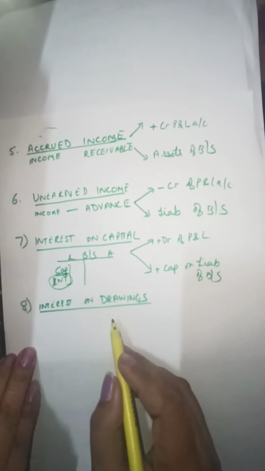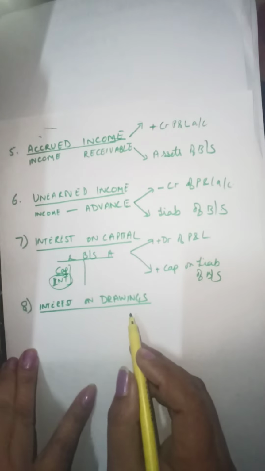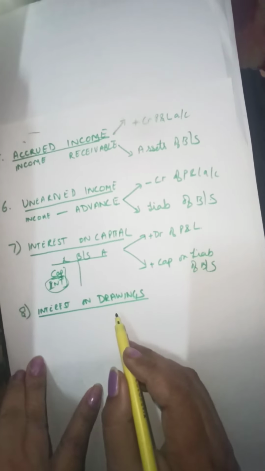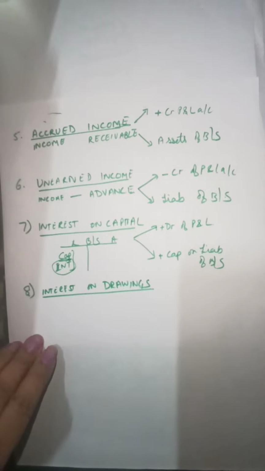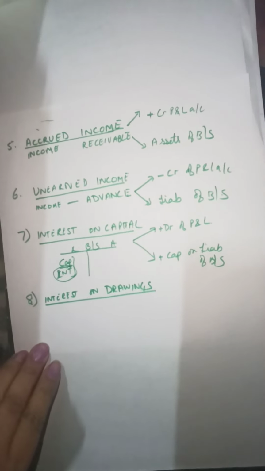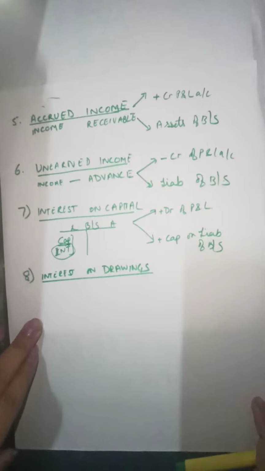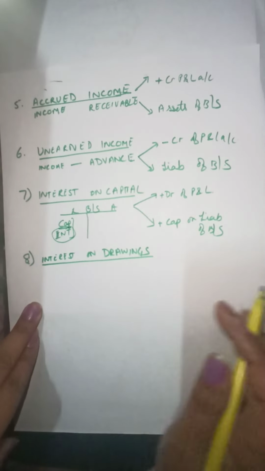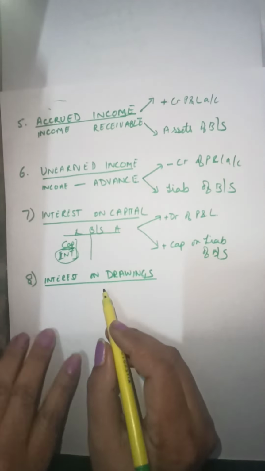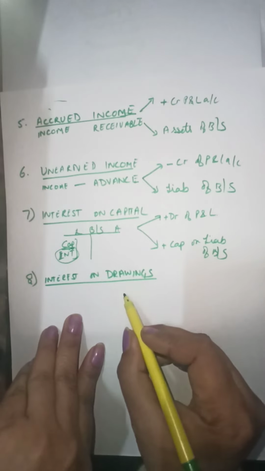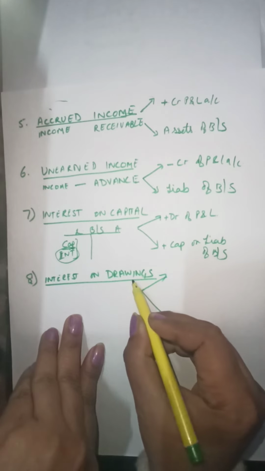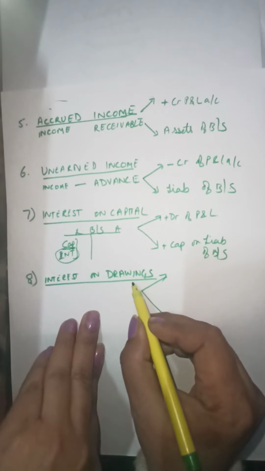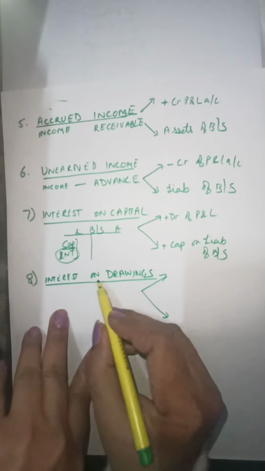Now, interest on drawings. I've told you what drawings are. Drawing means an amount that has been temporarily withdrawn by the businessman for his personal use. So whenever an amount is withdrawn from the business, it definitely has an interest factor on it. So there is this interest factor on this amount of drawing. The businessman who withdraws this drawing is paying interest on that.